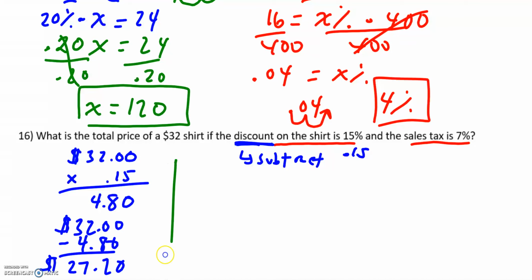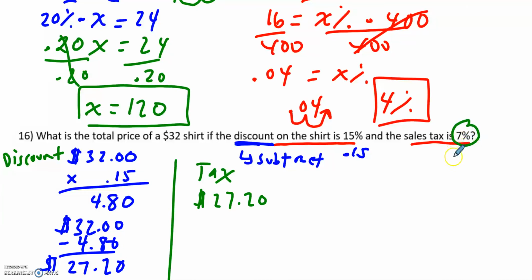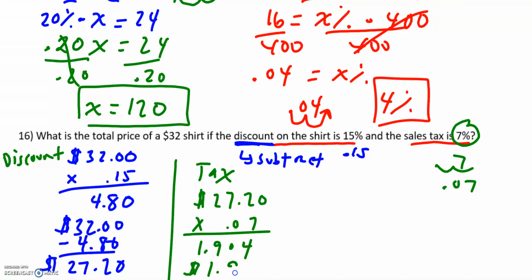So if I switch over to tax now, this first part was discount. I'm going to start with the $27.20 that I ended with here. I'm going to multiply this by my sales tax. And 7% as a decimal is 0.07. So if I take $27.20 times 0.07, I would get kind of a strange number of 1.904. But in terms of money, this means to me really $1.90.